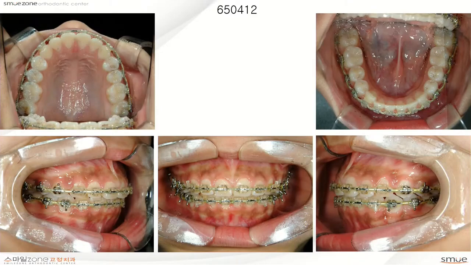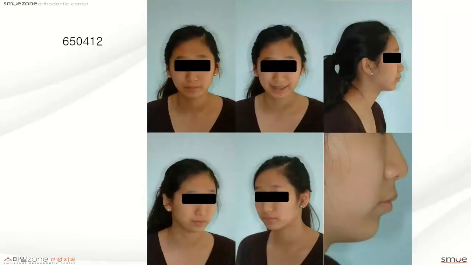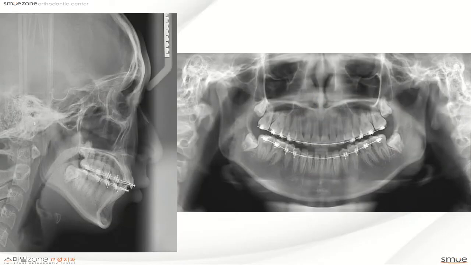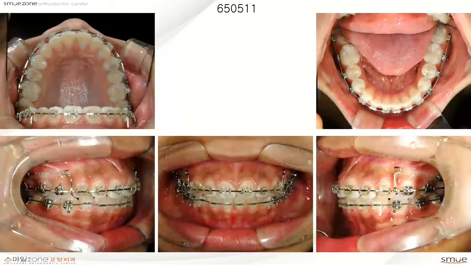And 19x25 stainless steel. Then it's time to finalize the bite. So we can do the bite reciprocally by class 2 elastics, but for a young person like him, it gives us a little bit of retraction. So I decided to retract the upper arch.